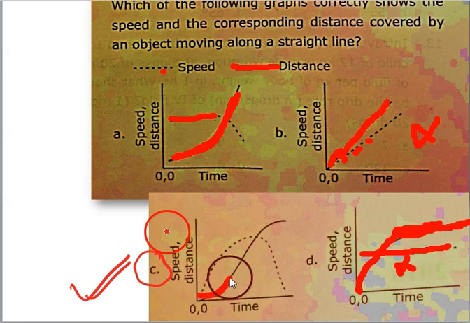Here there is a change in the distance very fast, that means more and more speed. But after this point there is a very small change in the distance covered, so that means from this point onward the speed decreases. So this one is the correct one. First of all it is increasing, then it is decreasing. From this part it is decreasing because the distance is changing very slowly. The speed is decreasing. So this one is the correct answer.